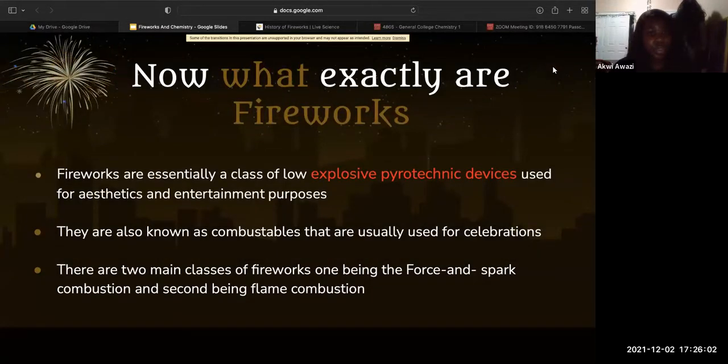First things first, we're going to be talking about what exactly fireworks are. Fireworks are essentially a class of low explosive pyrotechnic devices used for aesthetics and entertainment purposes. They are also known as combustibles that are used for celebrations. There are two main types of fireworks, one being force and spark combustion, the one that shoots up and makes the display, and the second being flame combustion. So basically the at-home ones that you just place on the floor and that spark everywhere and make flames.